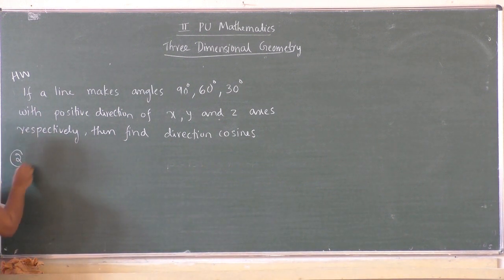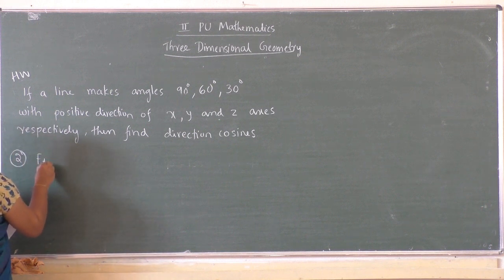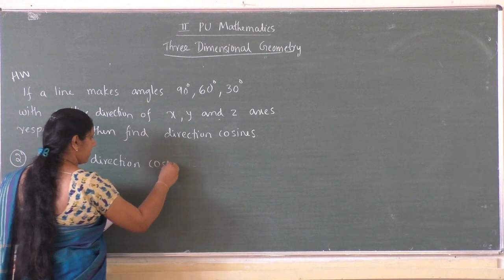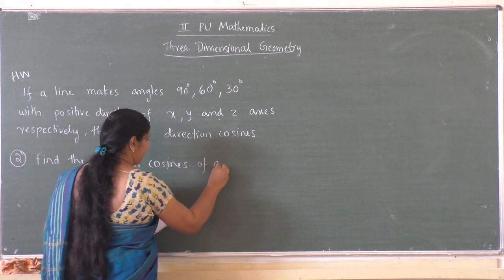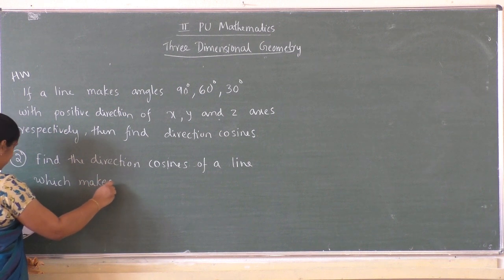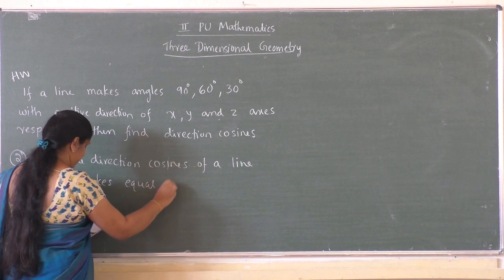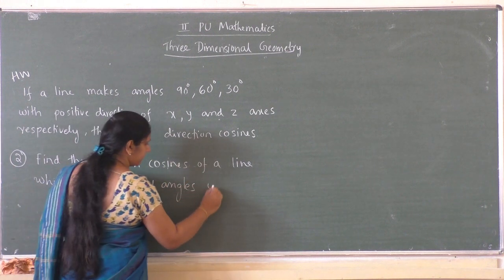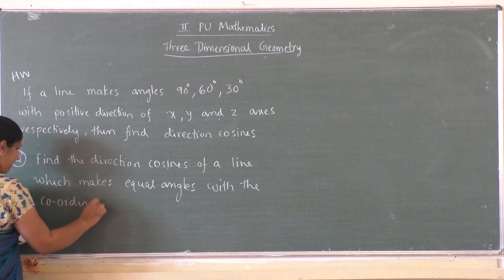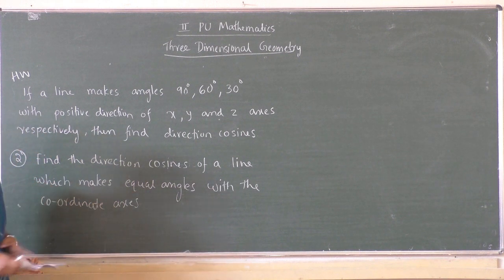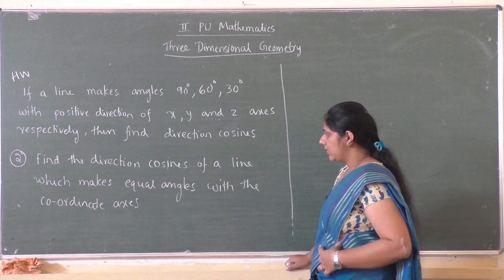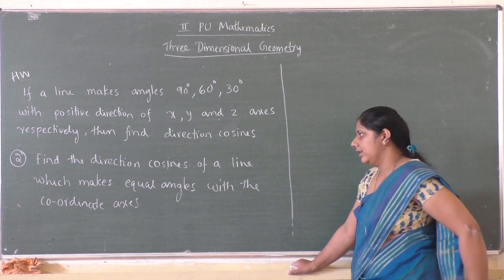Next question. Question number 2. Find the direction cosines of a line which makes equal angles with the coordinate axis.